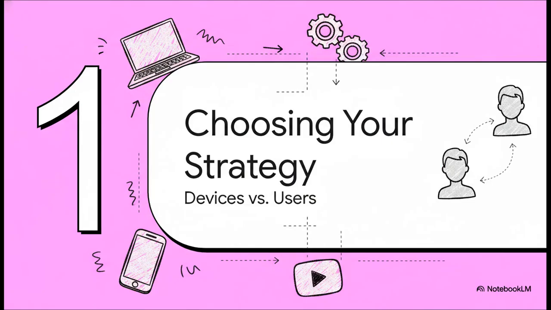Okay, so the first big decision we've got to make is our strategy. How are we going to target these rules? Are we going to apply them to the physical devices themselves, the laptops and phones, or are we going to aim for the actual people using them? Let's break down why that choice matters.